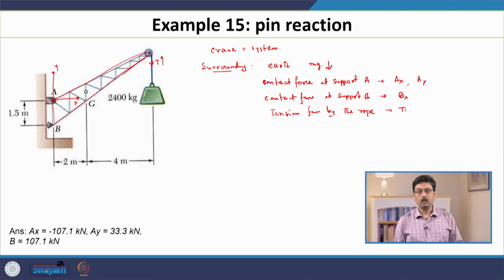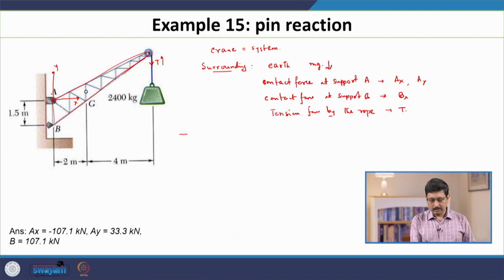So, how many unknowns do we have? We have 1, 2, 3, 4 unknowns. In order to solve for all of these forces uniquely, we need 4 equations. So, next, what are the physics principles? What are these 4 equations?